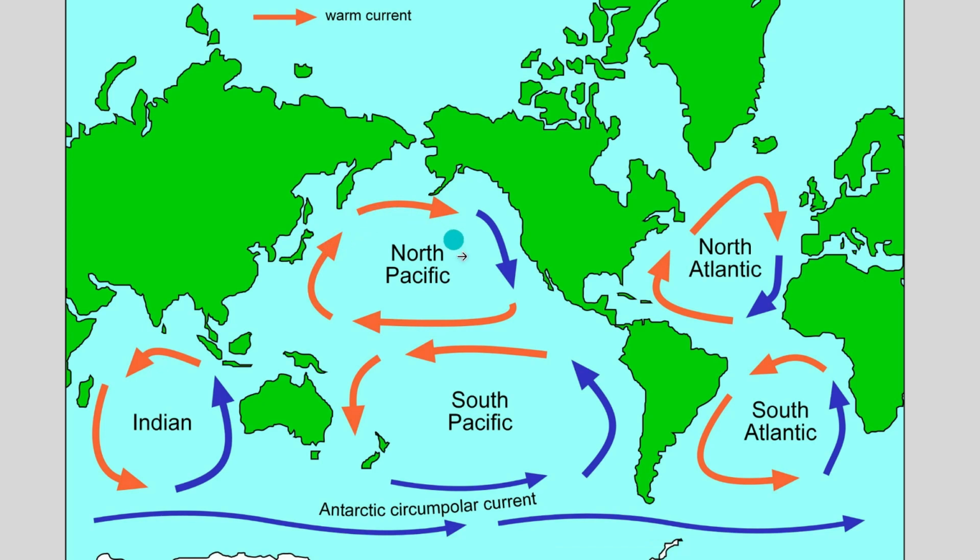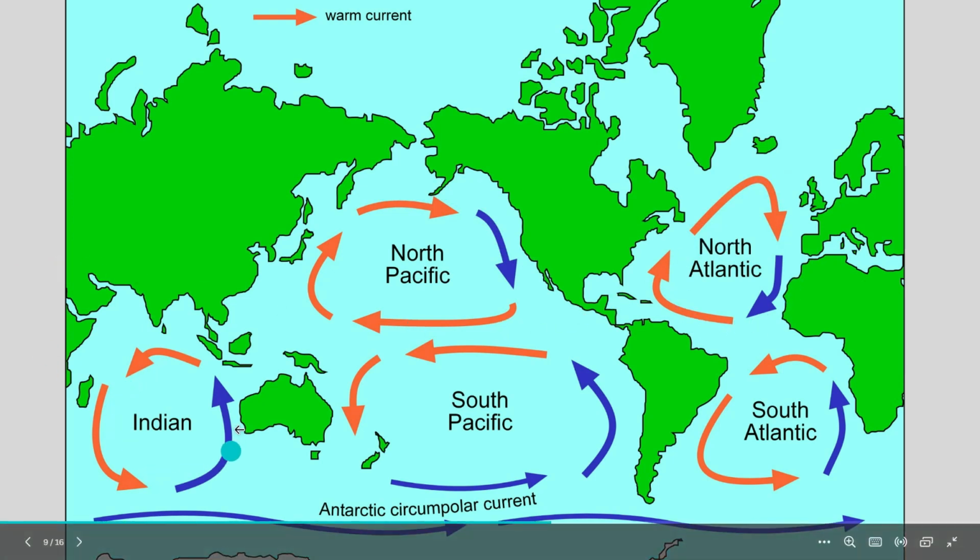Generally, the gyres that are present in the northern hemisphere are going in a clockwise direction. But the gyres that are present in the southern hemisphere are moving in an anti-clockwise direction, not clockwise. So these are the big gyres present surrounding the whole world.